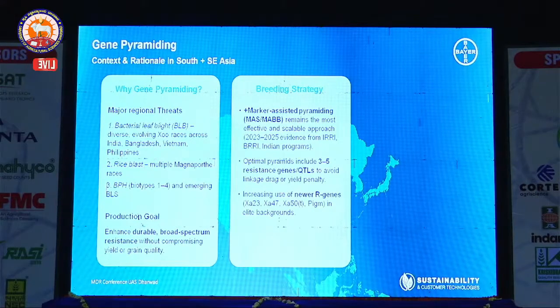What are the breeding strategies which we employ? First is marker-assisted pyramiding, which remains the most effective and scalable approach. There is recent evidence where IRRI, the Bangladesh Rice Research Institute, and many Indian programs have effectively utilized it and released products. Optimal pyramids include 3 to 5 resistance genes or QTLs to avoid linkage drag or yield penalty, and there is increasing use of newer R genes like Xa23, Xa47, Xa50 in elite backgrounds.